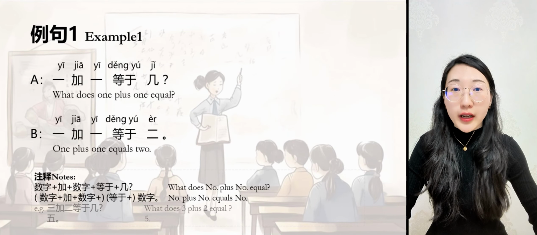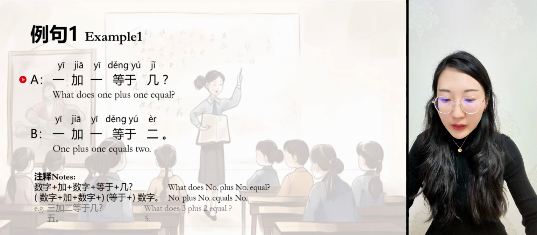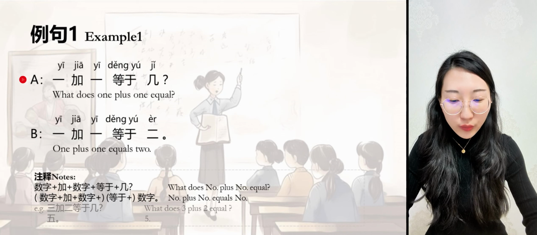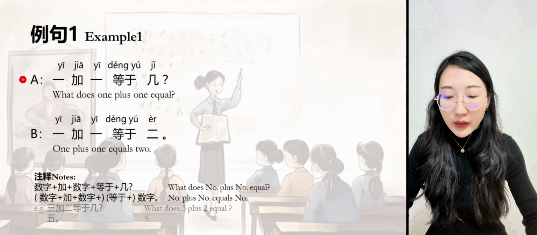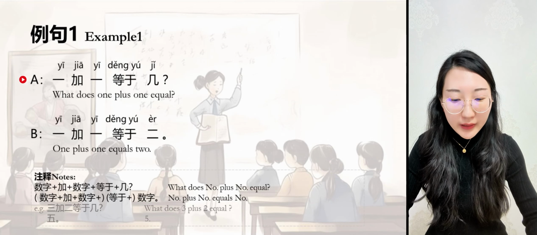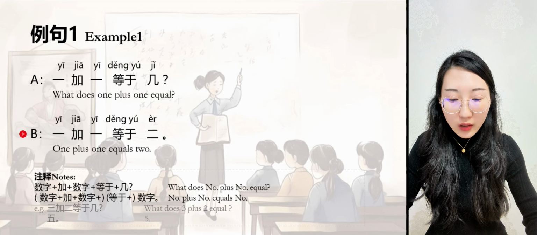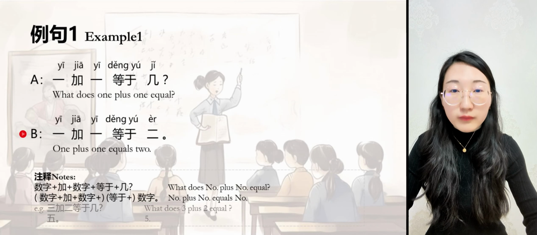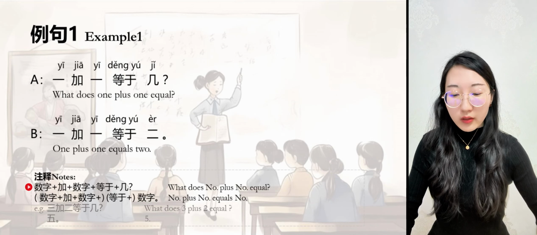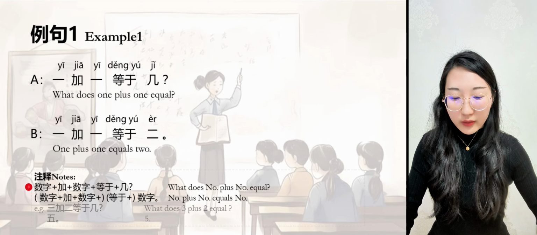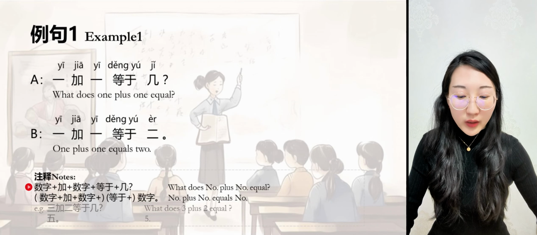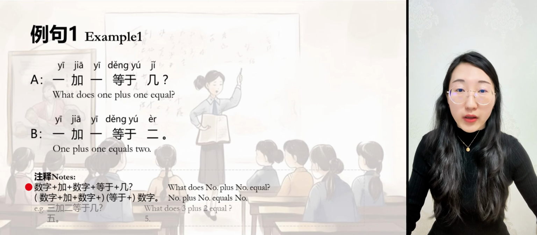Now let's move to the sentence of today. You can read after me now. 一加一等于几? 一加一等于2. So the structure of this sentence is 数字 number 加 plus 数字 number 等于 equal to 几 how many, the question word. So together it's 数字加数字等于几, and that means what does one number plus another number equal?